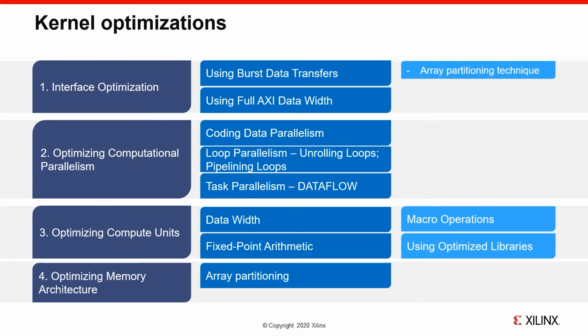Finally, optimizing the memory architecture may involve things like array partitioning, again to try and map the architecture of your design to the data processing requirements. Array partitioning allows you to build custom local memory hierarchies inside your design. We'll examine each of these areas in the next slides.